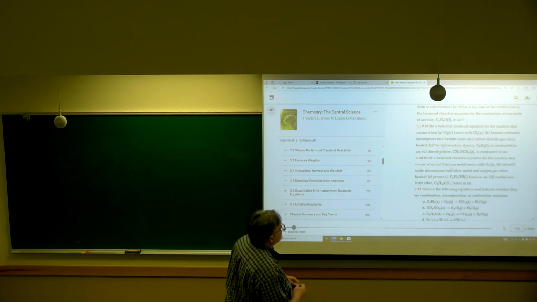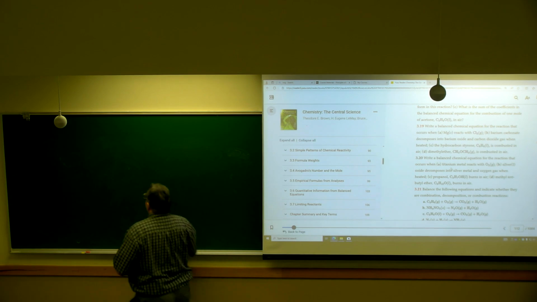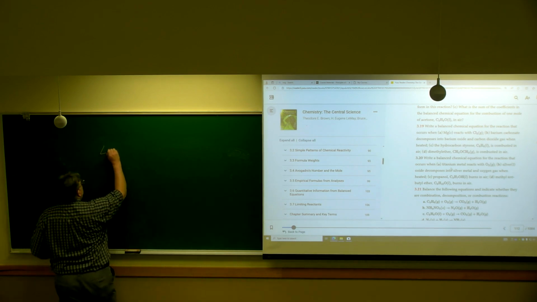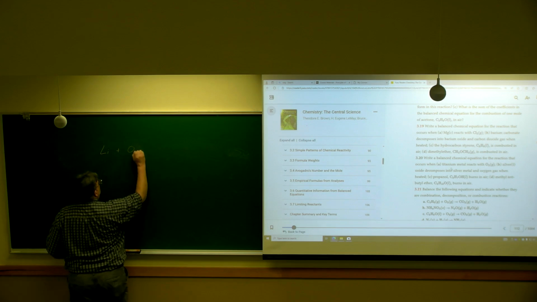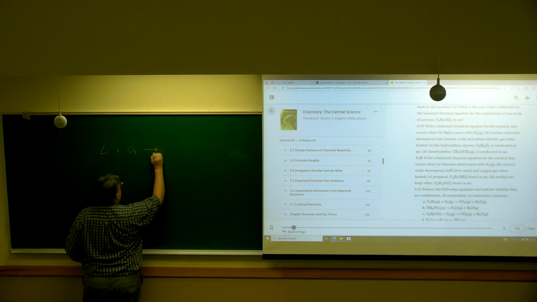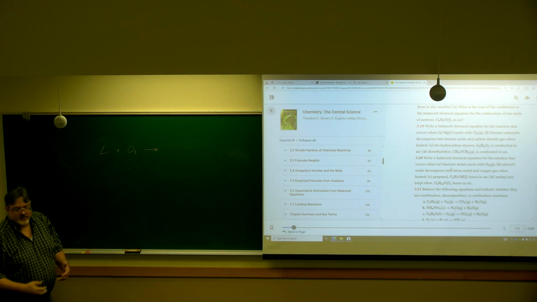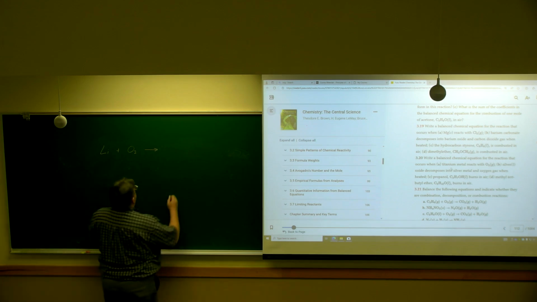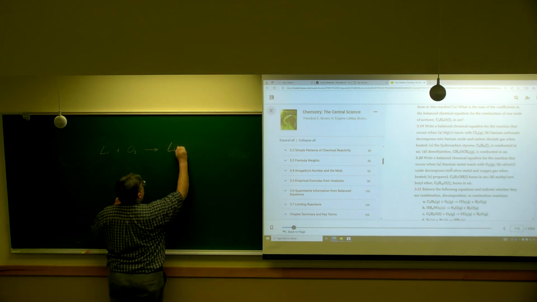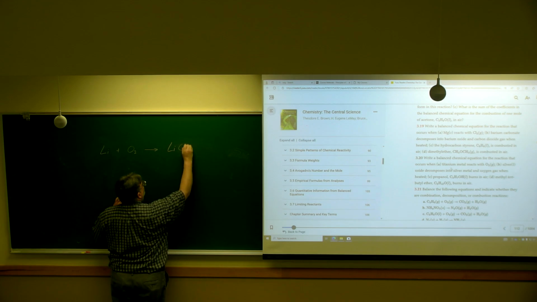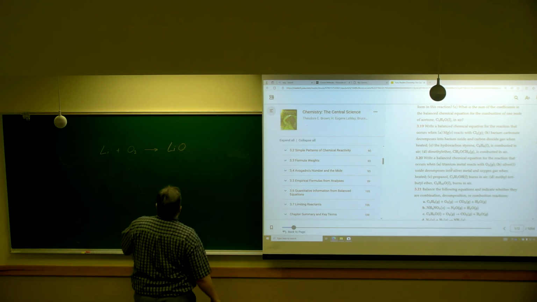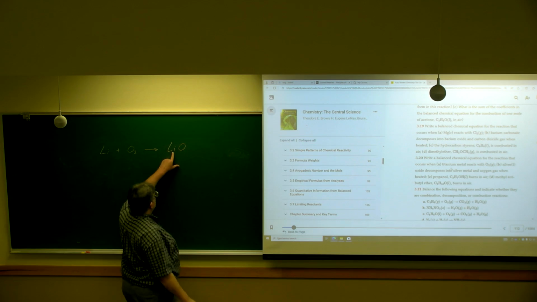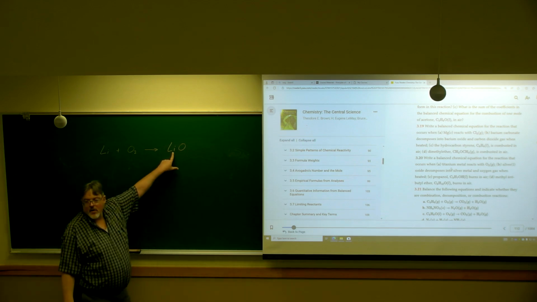Again, what I would give you on a test, if I gave you that, you would just assume that's a combination reaction. I would say it's a combination reaction. I don't think they said that there. But it means you're going to have Li and oxygen together. What's the charge on lithium?